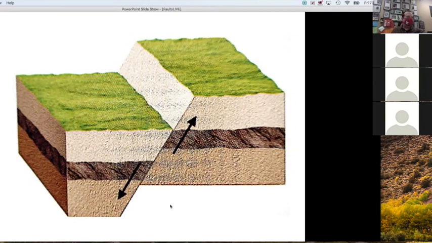Okay, what about this one? We've got to figure out which side is the hanging wall. Well, over here, we could walk up that shape. That is the foot wall. And so this is the hanging wall. Did it move up or down? Down, thank you. So if it moved down, that means it's normal.